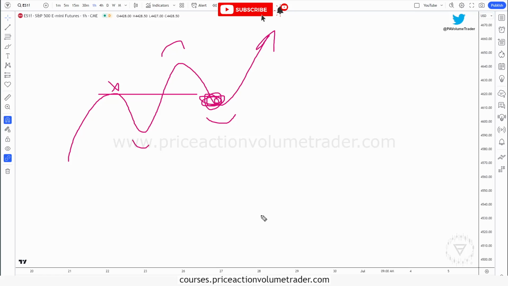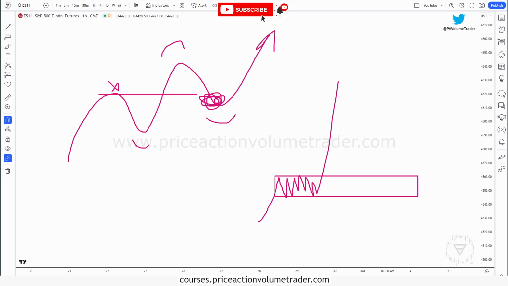One of my favorite ways to get in on entries is when the market has a consolidation and then a breakout. And then here we have a demand zone or a bullish order block, demand block, whatever you want to call it. But basically we have an area where we have a consolidation.